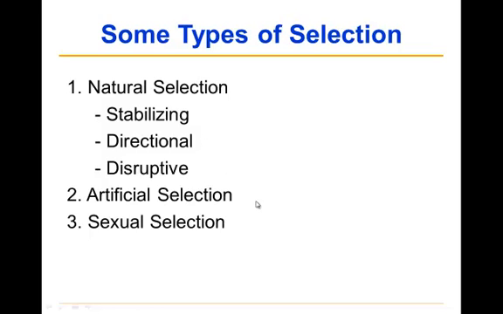We're also going to talk about artificial selection, which we mentioned as a type of biotechnology, a way to change genes in other species, artificial selection. And then finally, we're going to talk about sexual selection and two different manifestations there. Let's begin by talking about natural selection.